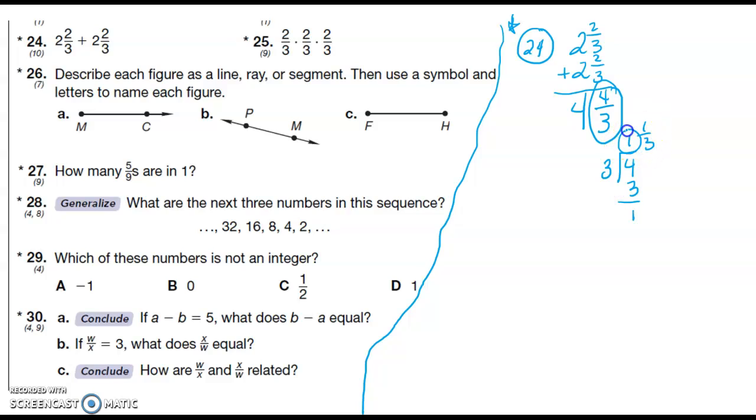Now this is one of those difficult ones where I need to add this back to the whole number. So I have 5 1/3 as my answer. Okay. If you're having trouble with those, I highly suggest writing down every single step.